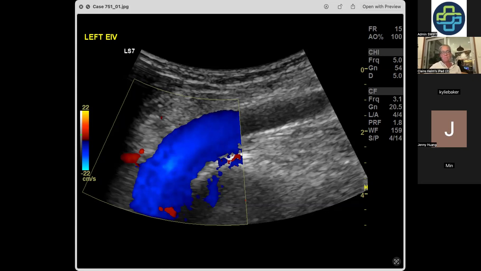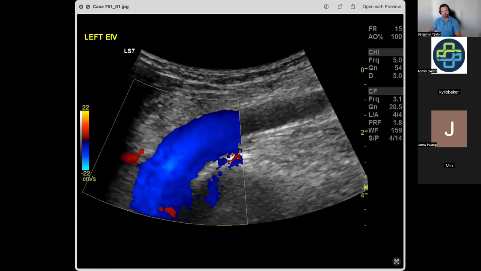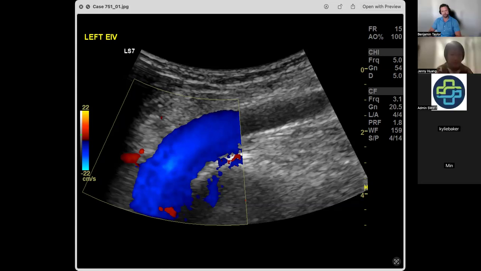That's all right. Okay. What does that image show? What are you looking for? Why do we do it? We're looking to see, so it's the external iliac vein, and we're looking with color flow Doppler, and we can see that the flow is away from the probe.